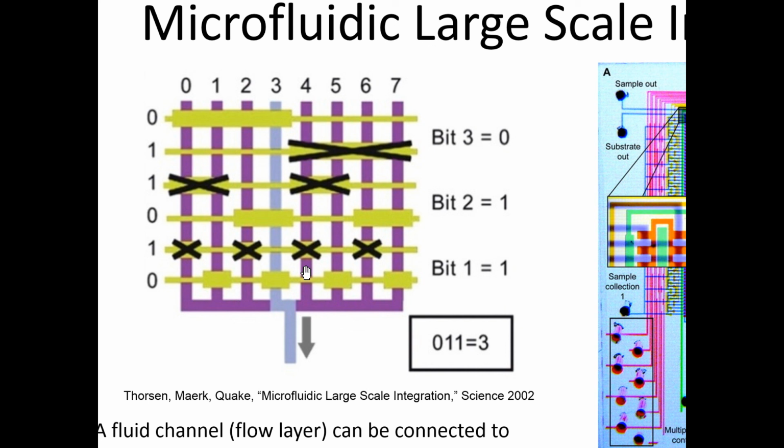But the idea here is that based on this pattern in which the control channels are laid out on top of the fluidic channels, you can give a binary code to the control channels and get a single output here like this.